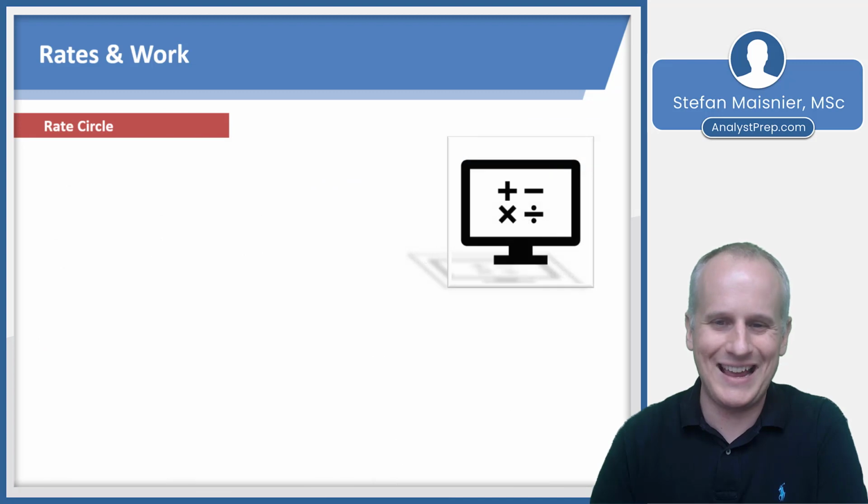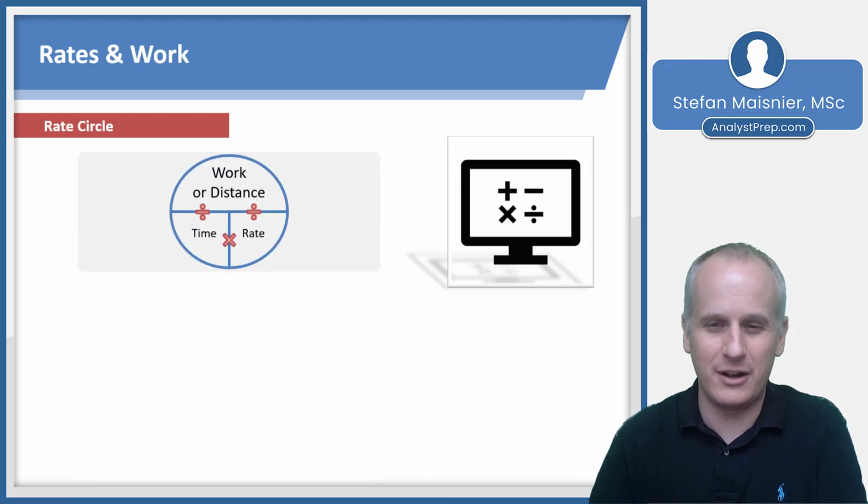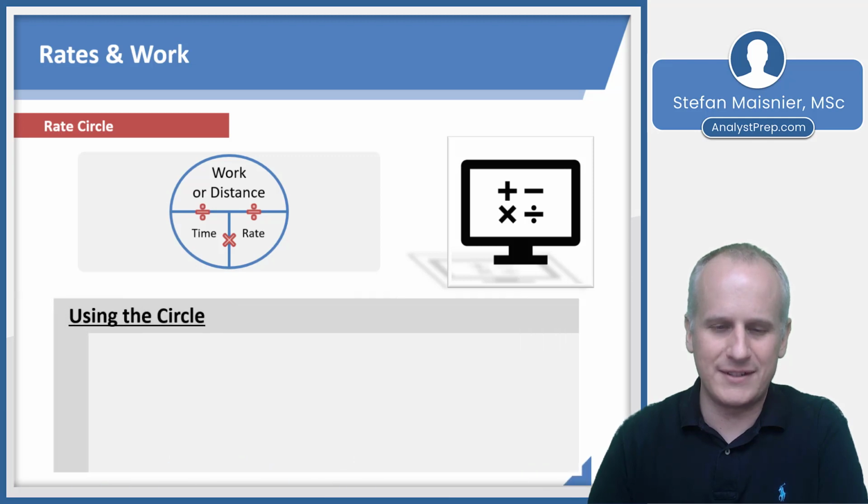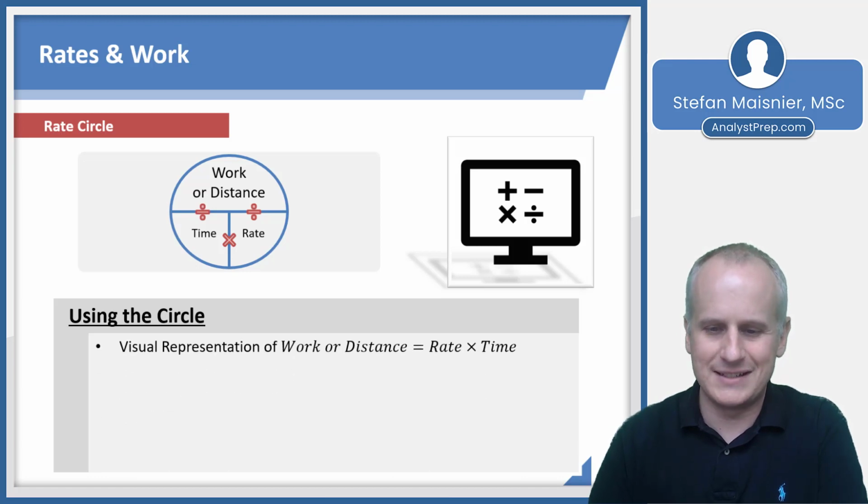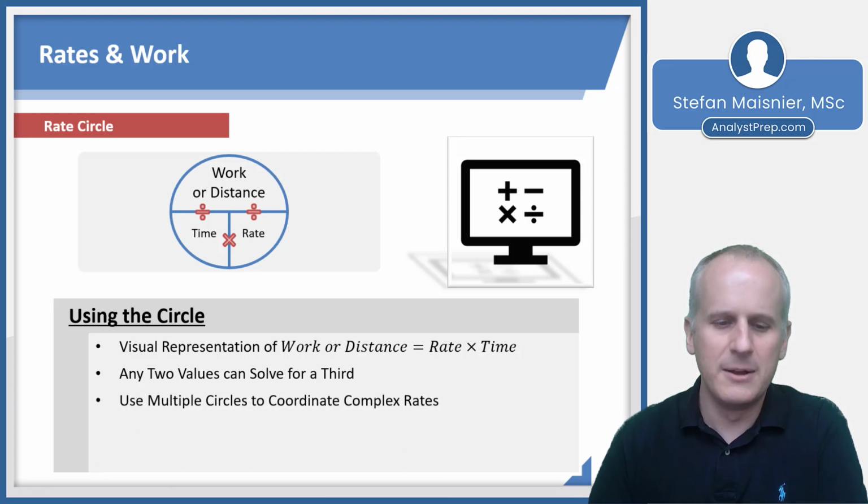But we're not yet done with how to solve these types of problems. We're going to introduce a cousin to the average circle you may have seen in another of our lessons, the rate circle. And this is just a physical manifestation of that rate times time equals work distance formula. So we know that the work distance is equal to the rate times time, and that's why the bottom 2 pieces multiplied together will give you the top piece. And any 2 values that you have within the circle can solve for the third. And you'll use multiple circles potentially to coordinate complex rates.